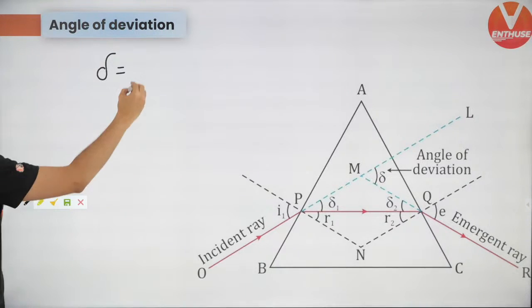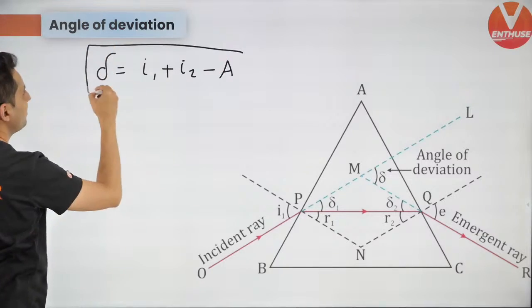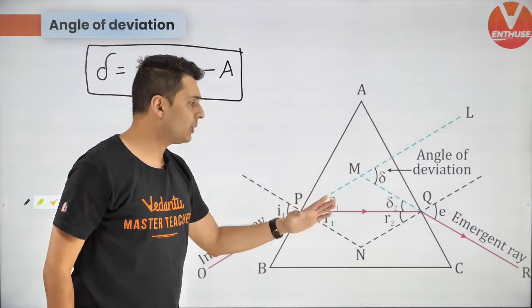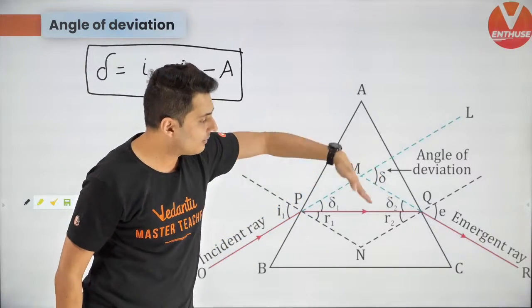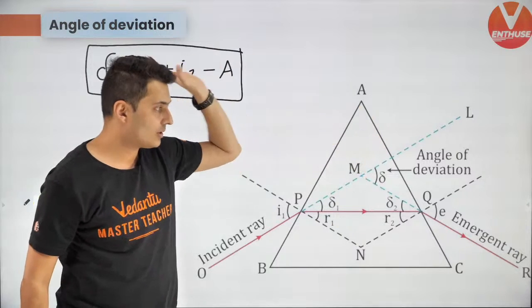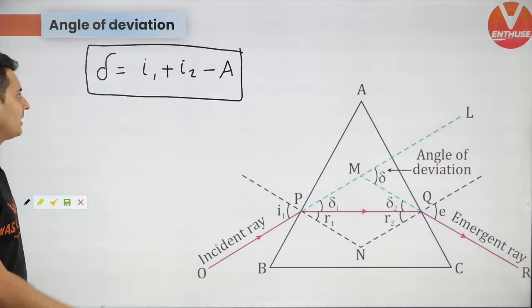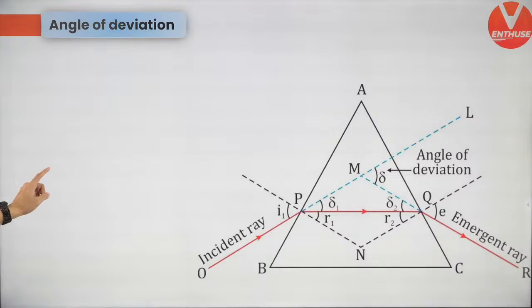How many of you know that formula? It is I1 plus I2 minus A. Very important formula again. This will depend on I1, I2, etc. If you change the angle of incidence, obviously the emergent ray will also deviate and this delta will also change. Incident plus emergent minus A. Very important formula. So let's begin with some problems now.